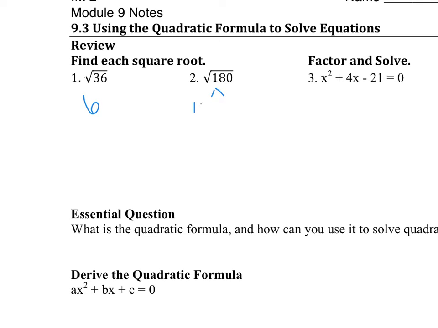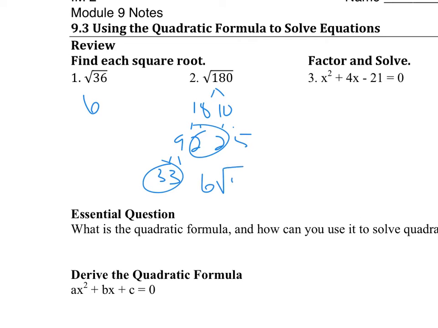I initially see 18 and 10. 18 becomes 9 and 2. 10 becomes 2 and 5. 9 becomes 3 and 3. There's my pair of 3s. There's a pair of 2s. So then that becomes 6 root 5. 3 times 2 is 6, and we have our 5 left on the inside.